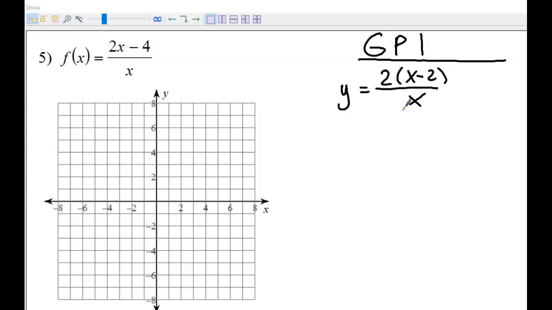Amaya, does this function have any holes? No. I can't cross anything off the top and bottom. So for holes, we're going to say none. This graph has no holes in it.